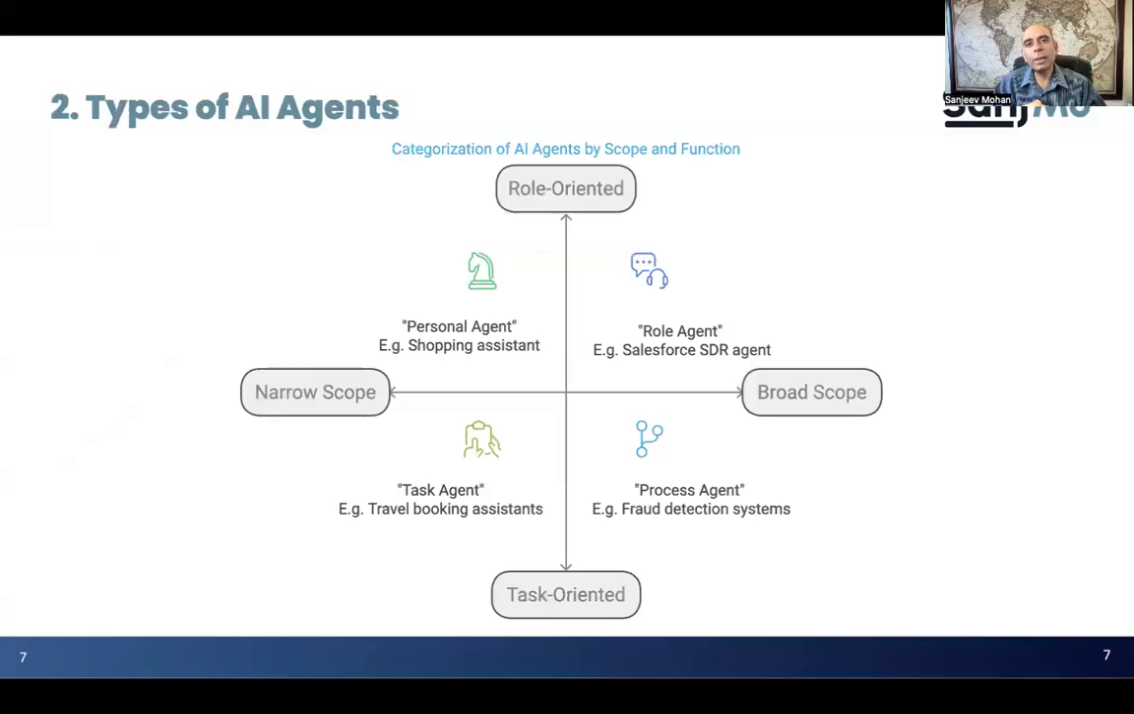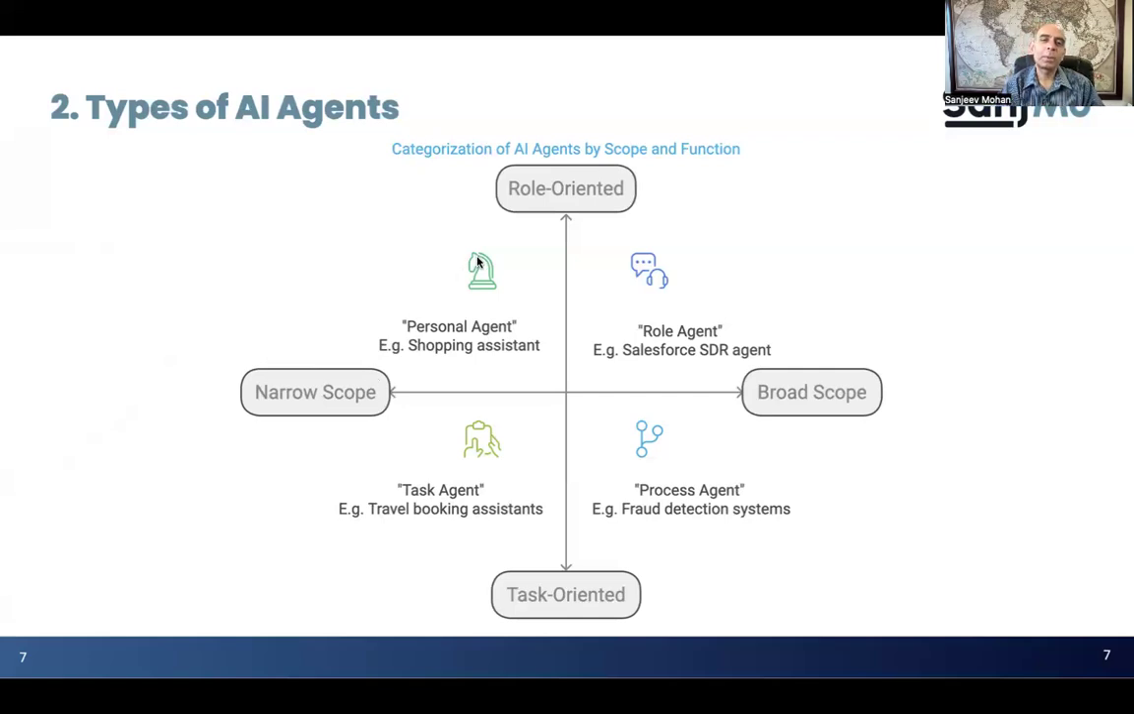In this case, what I've done is I have divided the space by using a 2 by 2 quadrant into 4 different areas. At the bottom are these task oriented. So when we say task oriented, these are generally single task based agents. On the top are agents that are more built for executing the work performed by a different role. Now, you'll see on the left-hand side, it says narrow scope. These are also known as narrow agents. And then we've got broad agents. So this is also the scope of what the agent can do.